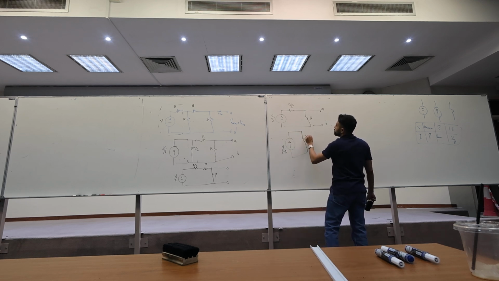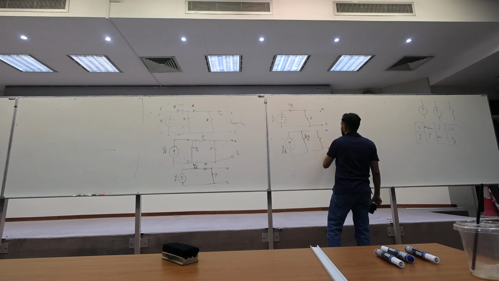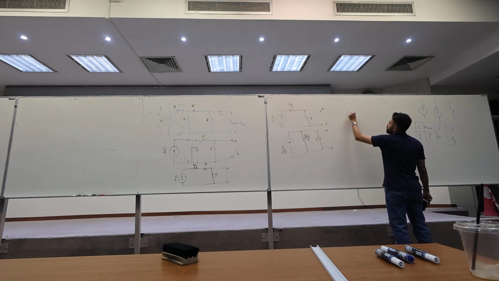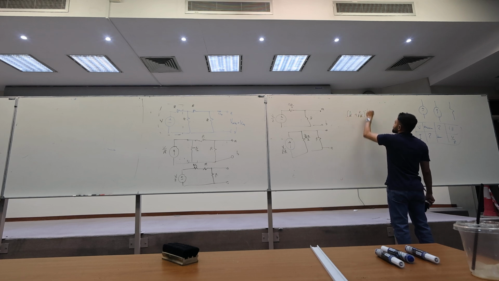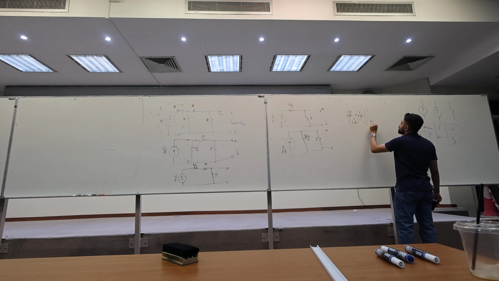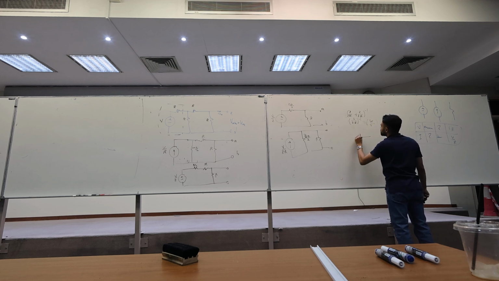Umbrella. 3R over 2 parallel with R. What is that? It's going to be 1 over R plus 2 over 3R, inverse. Multiply by 3, multiply by 3. 5 over 3R inverse, so that's equal to 3R over 5. So the final answer should be what? 3R over 5. Yes.